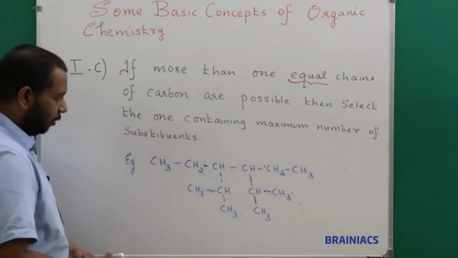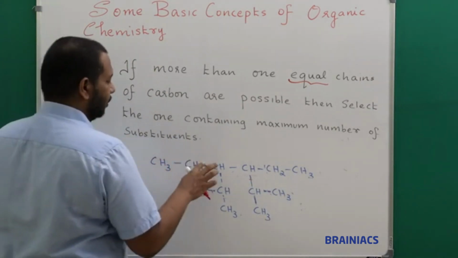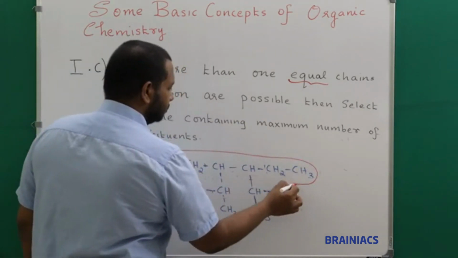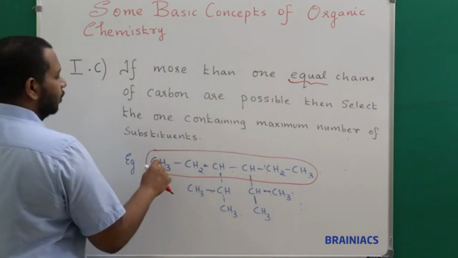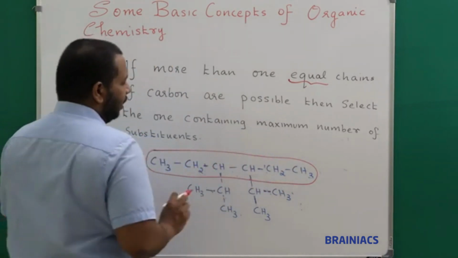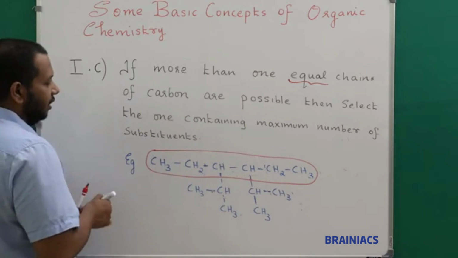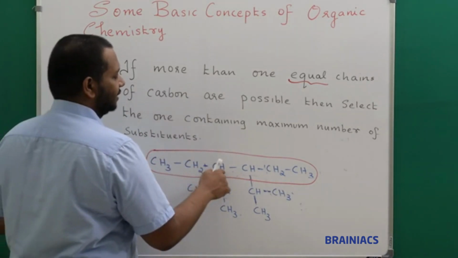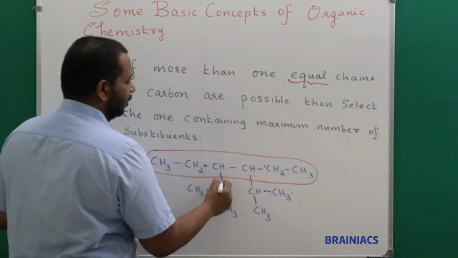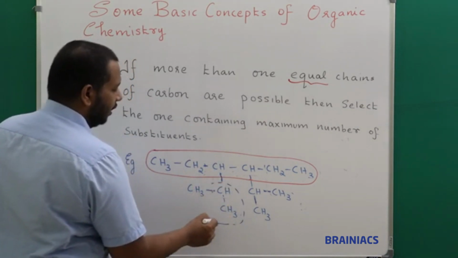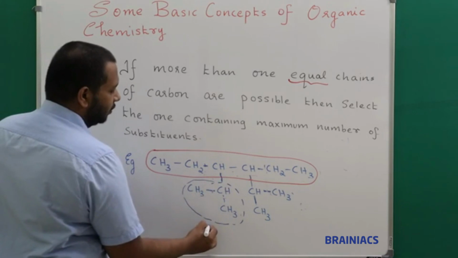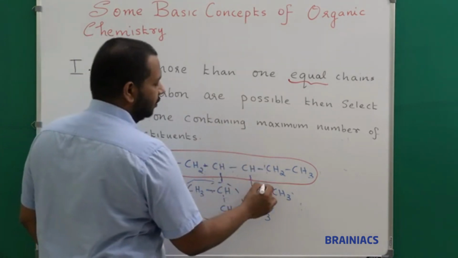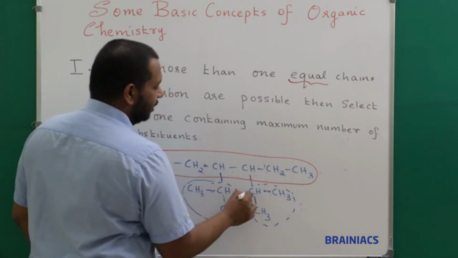Now I am going to choose another path for your understanding. So suppose I am choosing this as my parent chain. Listen here. So this is also 1, 2, 3, 4, 5, 6. Now tell me how many substituents are here. CH3, there is no substituent. CH2, there is no substituent. CH, so here there is a substituent. So I can say this is my first substituent. And again coming here, CH, so this is my second substituent.